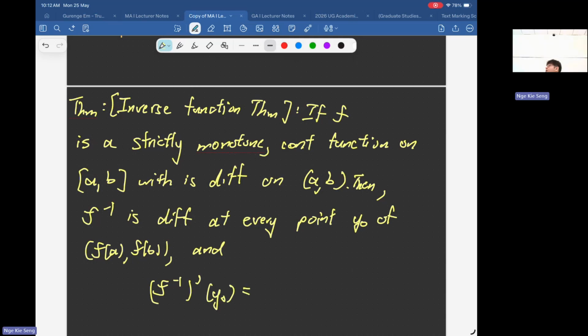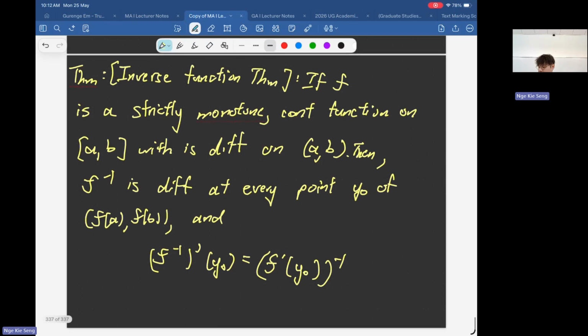So how nice is it? It's as if the inverse sign and the derivative sign can commute. You know what commute means? So it's like taking the derivative and then taking the inverse commute. Usually we don't have this kind of thing, right? You don't simply commute. Or in other words, I put it like this: 1 over f prime of y naught.